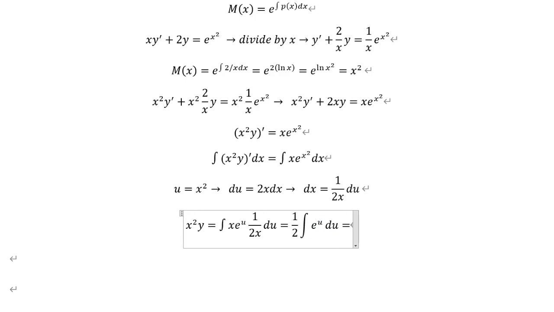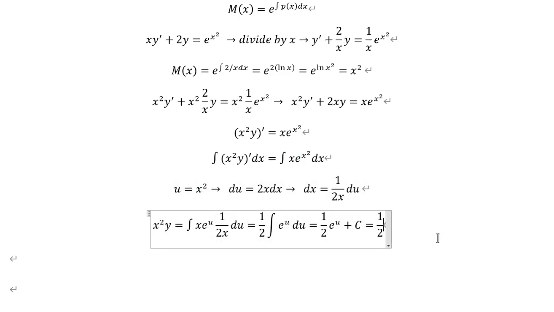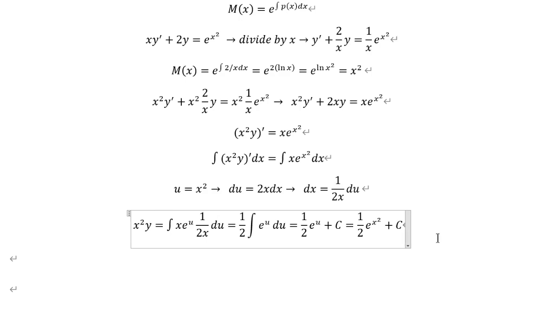And e to the u integrates to e to the u, so it's 1/2 e to the u plus c. And because u is something you introduced, you have to go back to the original function, which is e to the x squared. So e to the u should be e to the x squared plus c. And so here's the result of the integral on the right side.